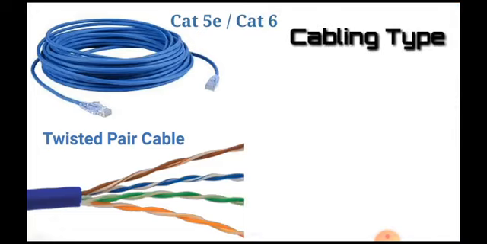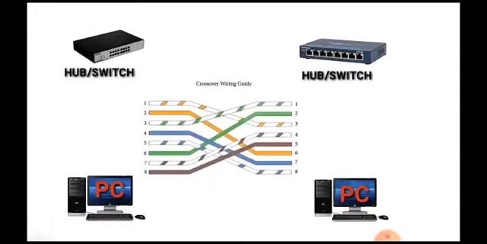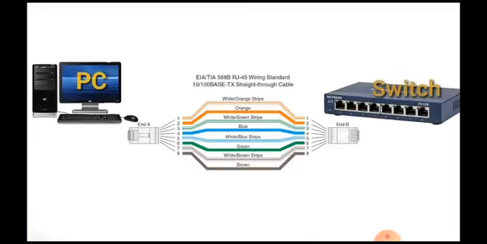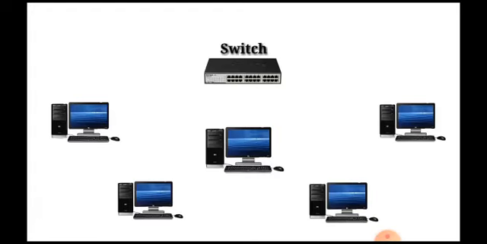Now we will discuss the different types of cabling. The most popularly used types are the straight through cable and the crossover cable. If you are connecting the same type of device, such as switch to switch or computer to computer, you require a crossover cable. But if you are connecting a PC to a switch, you require a straight through cable. In general, the straight through cable is most widely used, and in our lab, a straight through cable is used.